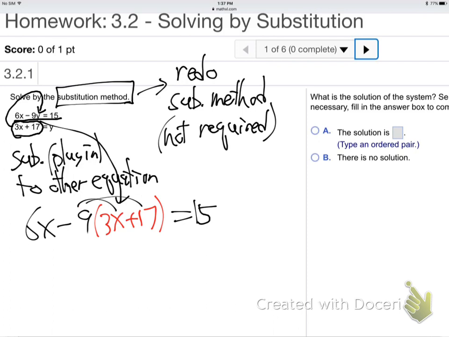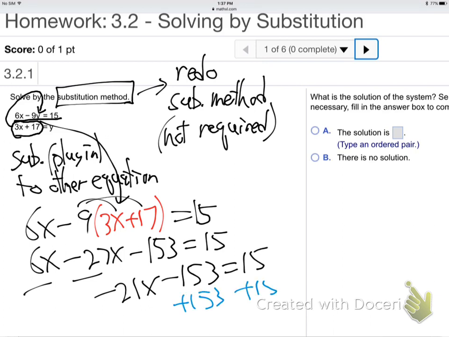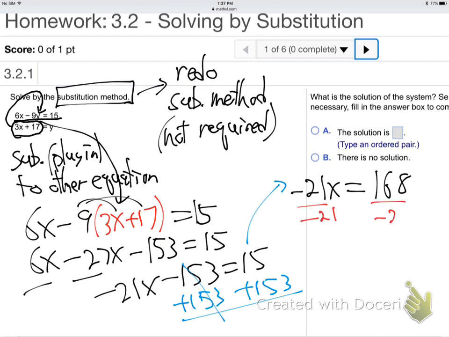Then you would just distribute: 6x minus 27x minus 90 and 63, 153, I think. Thank you. And then what is it? 6x minus 21x? I guess it's not that easy. It's still not done. Add 153 to both sides. This is not required. This is just another method. So this is what they're wanting you to do, but it doesn't matter. What is that? 68 divided by minus 21. X equals, is that minus 8?